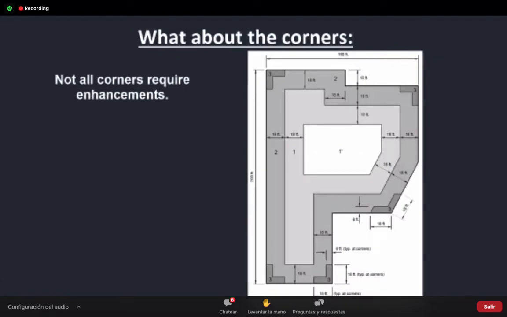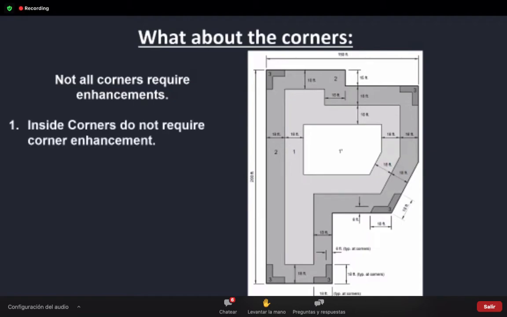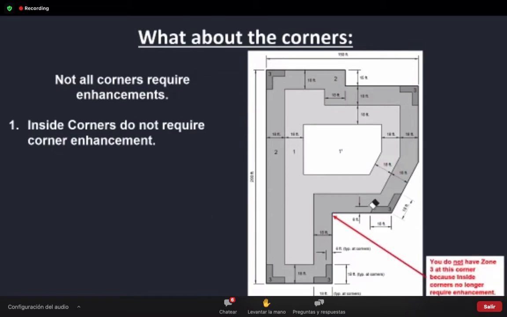Now let's talk about corners. Not all corners are going to require enhancements. So what do we mean by that? Well, first off, inside corners, according to ASCE 7-16, do not require corner enhancement. We're all used to a nice, perfectly square look at all the corners, but in this case an inside corner is not required.